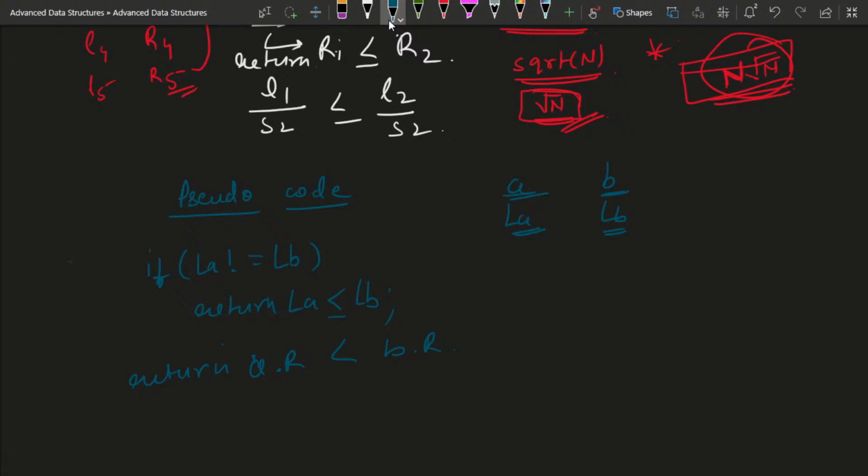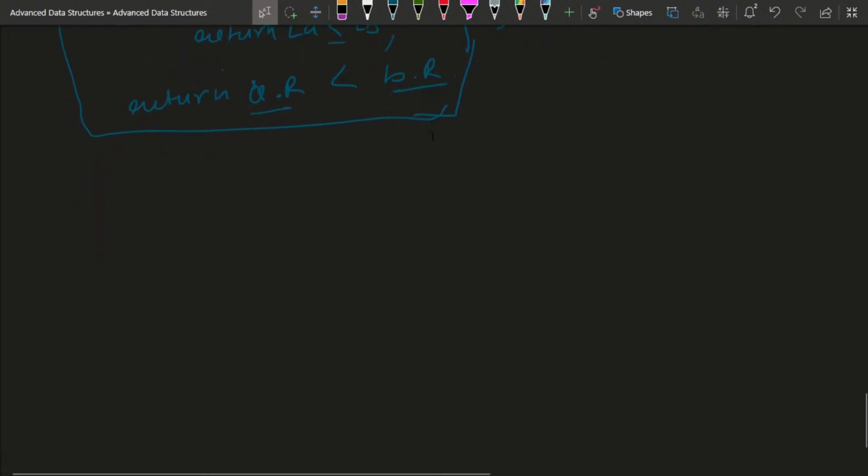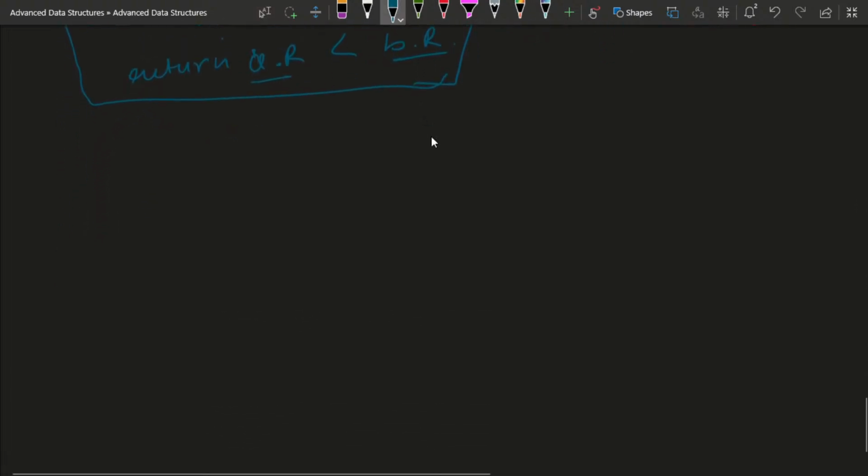Anyone having any doubts in this? This is our sorting logic, how we are going to sort the queries. You can understand this as the sorting of vector pairs. First we look at the block number of the left limit, and then we sort on the basis of the right hand. As I am not getting any doubts, I think this is clear to all. Now let us analyze the time complexity of the complete operation.